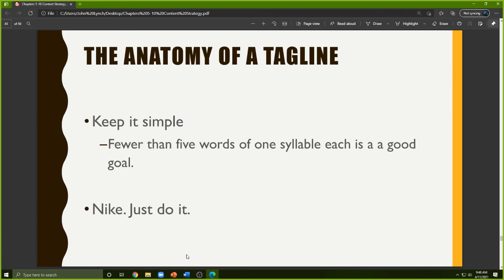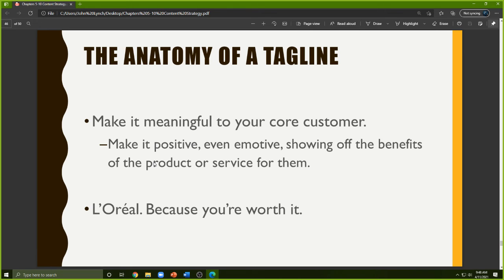Yep. And as you can see here, don't make it too complicated. Just Do It for Nike is perfectly fine. And I would say keep it simple to make sure that each individual knows what your brand is about. Cool.